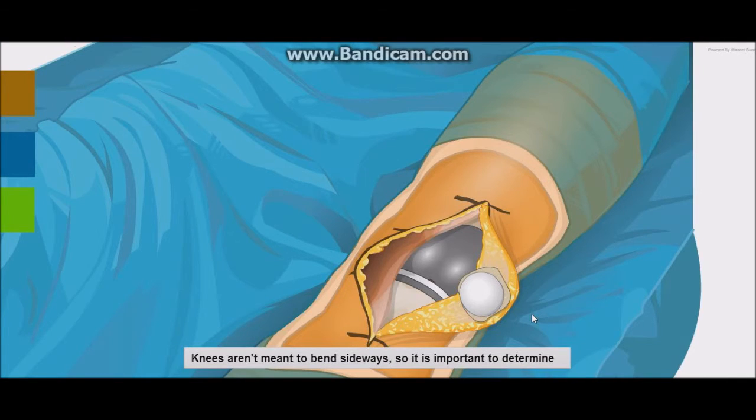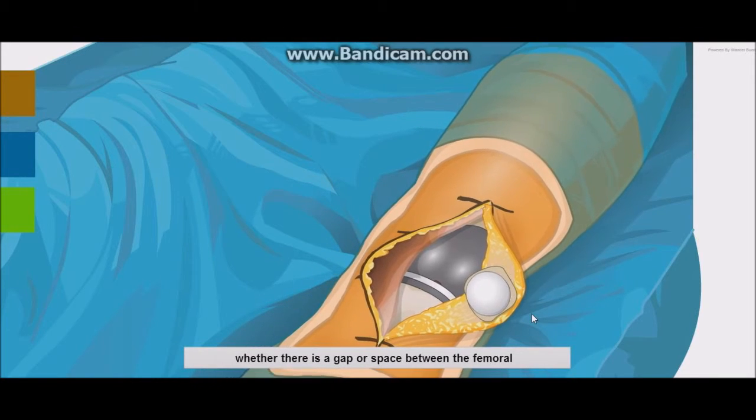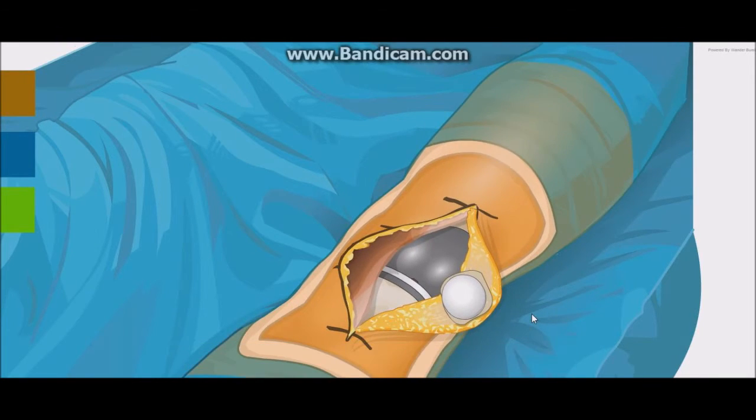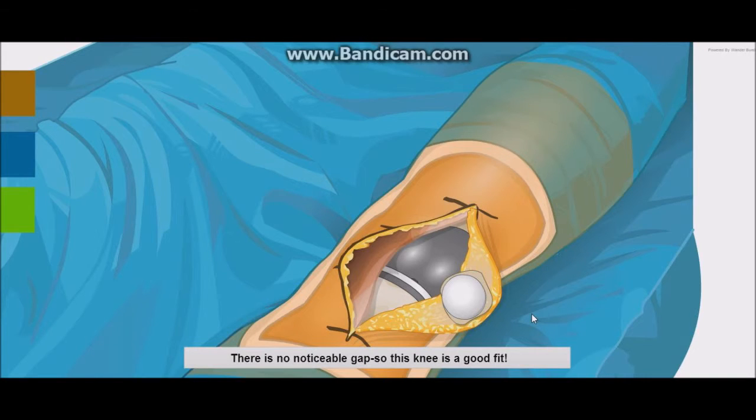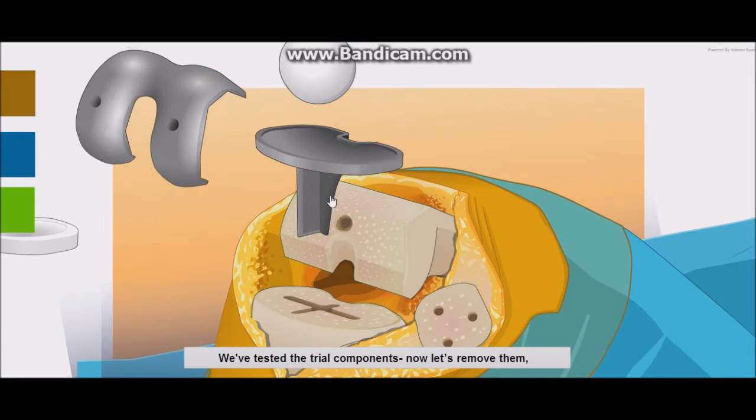Knees aren't meant to bend sideways, so it's important to determine whether there is a gap or space between the femoral and tibial components. There's no noticeable gap, so this knee is a good fit. Why do you think there are so many steps taken to ensure proper alignment? Great. We've tested the trial components.